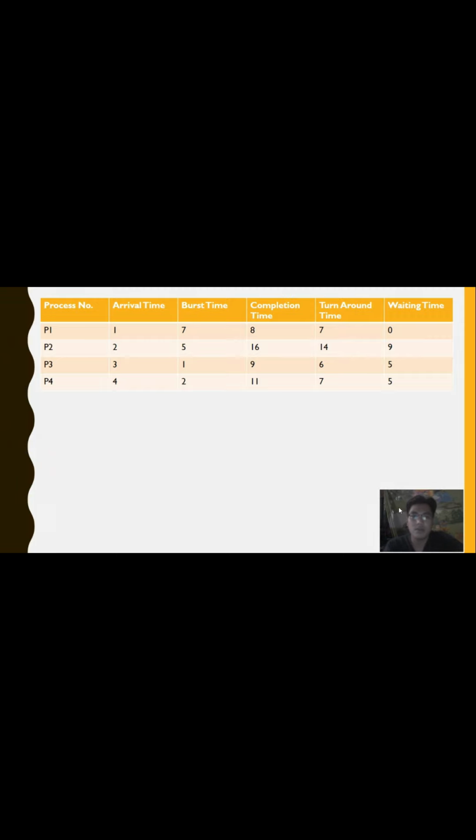We have here the tabular presentation for the shortest job first. It's like in the first come first served, we have the process number, the arrival time, burst time, completion time, turnaround time, and waiting time. So for computing the average of the shortest job first, we have to assume that our P1, the arrival time is 1. So from 0 to 1.